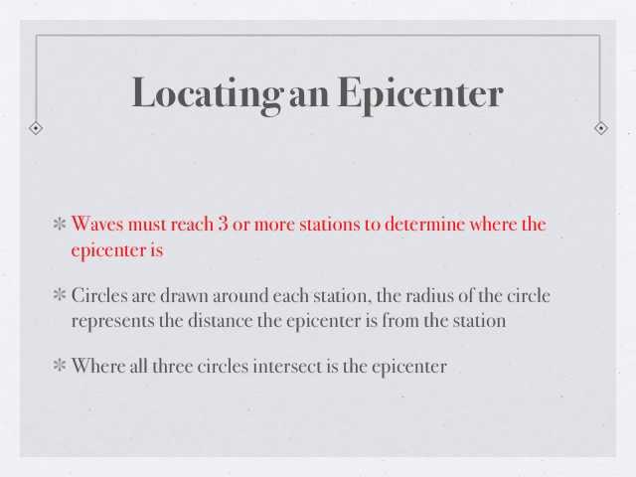So if we want to use our seismograph information to locate an epicenter, we can do that. We just need to make sure that we have 3 or more stations to determine where the epicenter is. We then draw circles around each station. The radius of the circle represents the distance from the epicenter. And then where all of these intersect is where the epicenter originated. Below that is the focus.